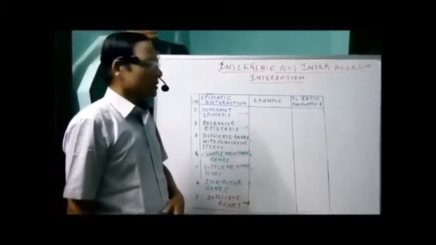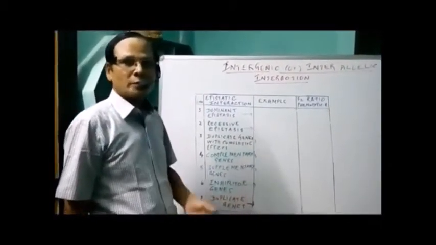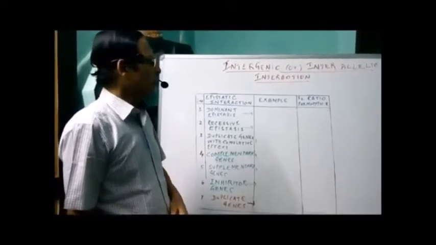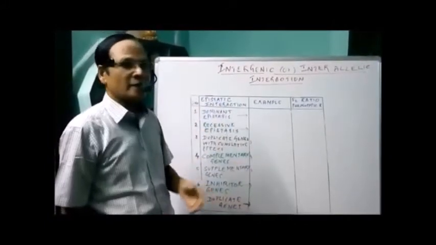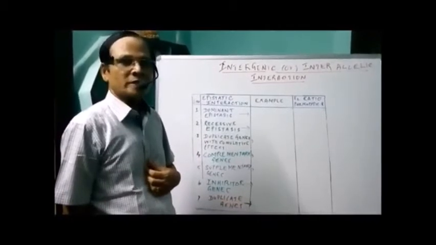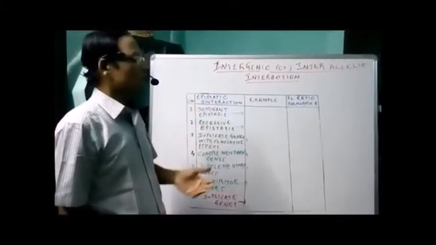So far we have studied intragenic interactions like codominance, incomplete dominance, the lethal genes and pleiotropy, etc. Now we have to pass on to intergenic or interallelic interaction. This is also called interlocus interaction. What is the meaning of that?